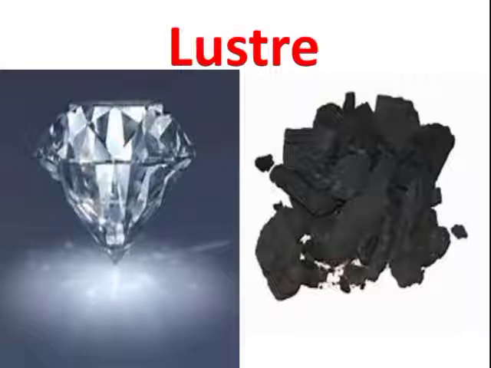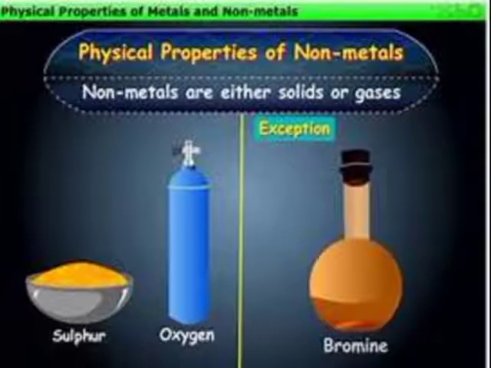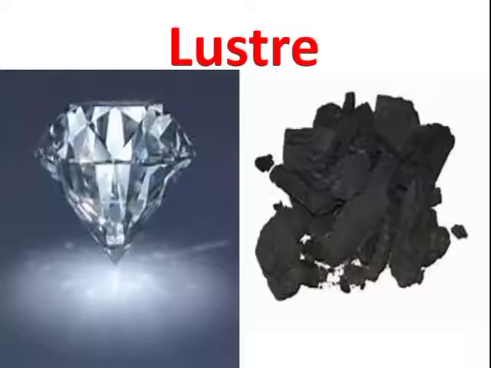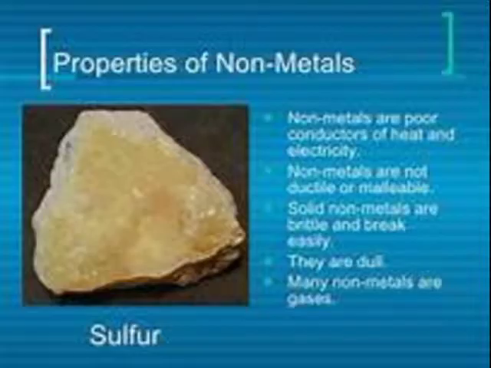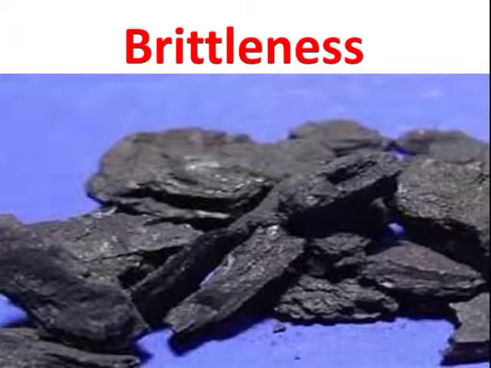What is the color of carbon in the form of coal? It is black in color. Sulfur is yellow in color. Just now we have seen sulfur. Here in the picture you can see sulfur is yellow in color and bromine is brown in color. So this is the property about the luster.